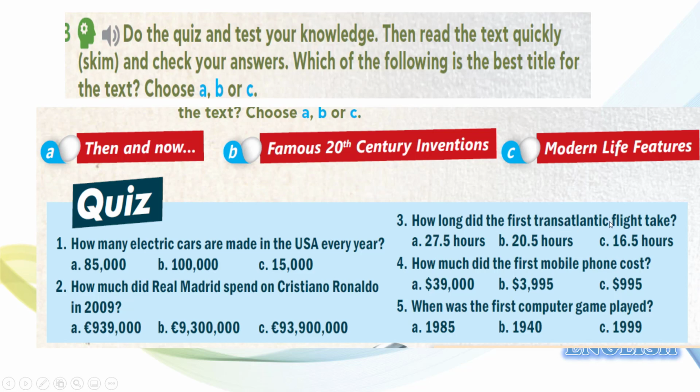How long did the first transatlantic flight take? 27.5 hours, 20.5 hours, or 16.5 hours. How much did the first mobile phone cost? $39,000, $3,995, or $995. Number 5. When was the first computer game played? 1985, 1940, or 1999?